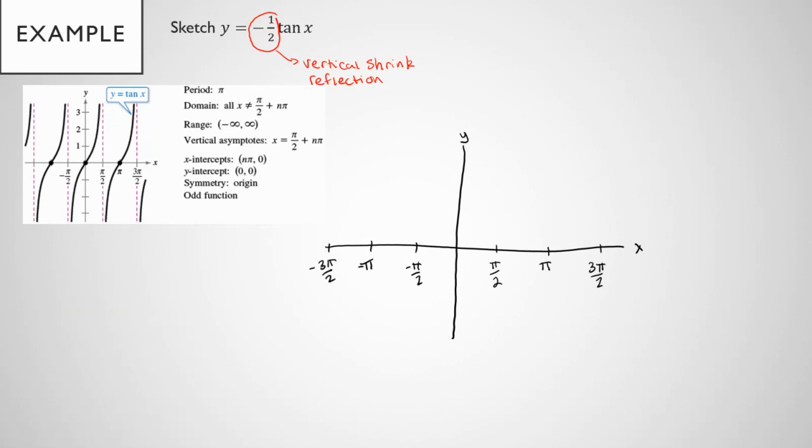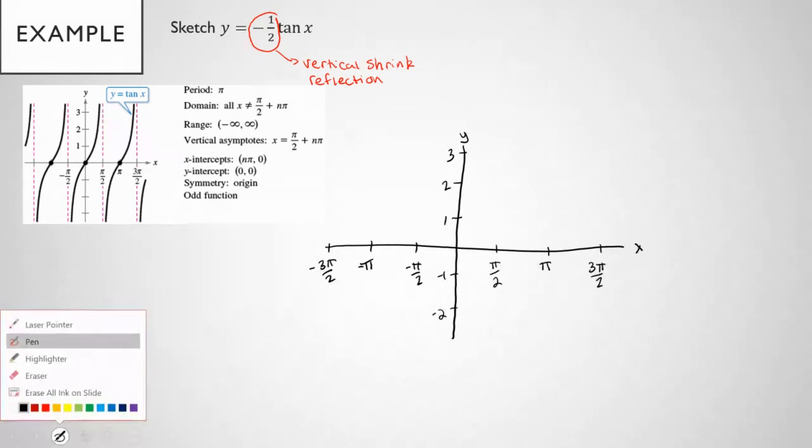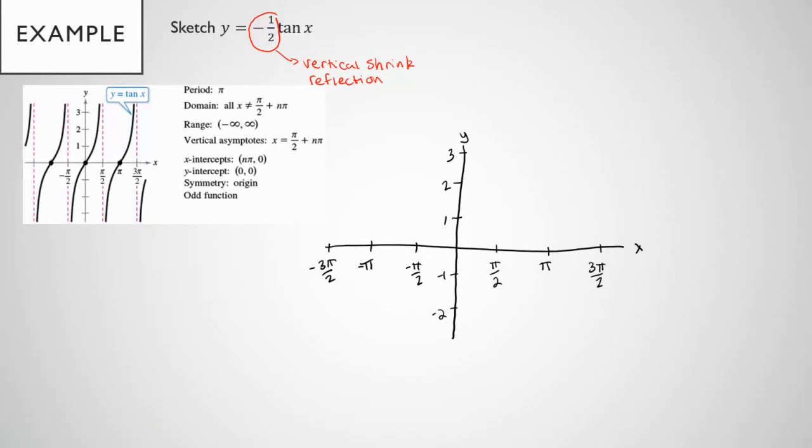So we're just going to count everything by pi over 2, and then just label 1. Let me space these out a little bit. Okay, so that's good enough. So our asymptotes are unchanged because we haven't done anything inside the tangent function. It's still tangent of x. So I'm going to draw my asymptotes.